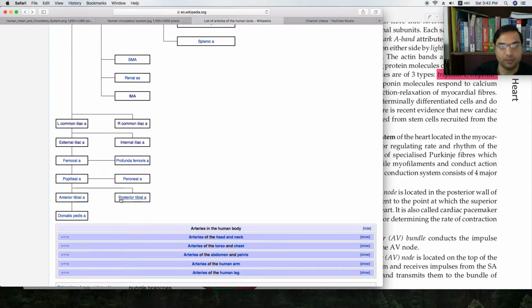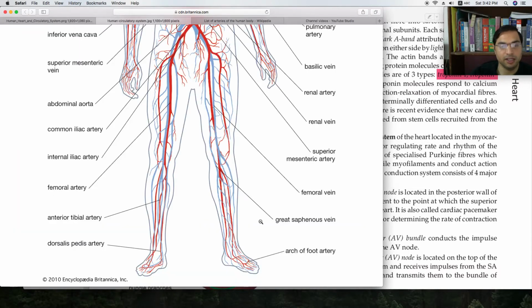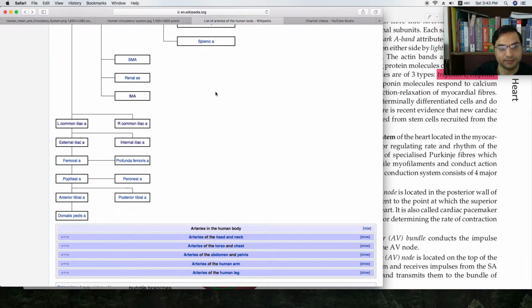Anterior tibial artery and posterior tibial artery. And this anterior tibial artery, at the anterior side of the foot, above the foot, becomes the dorsalis pedis artery.